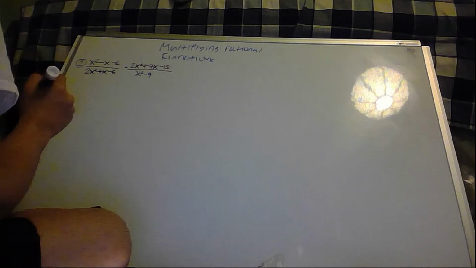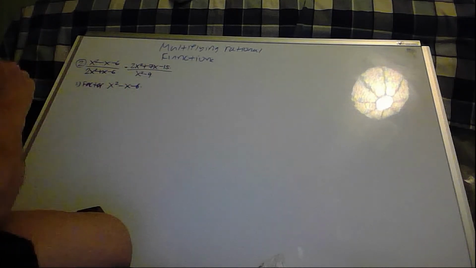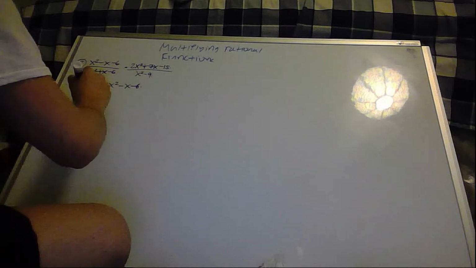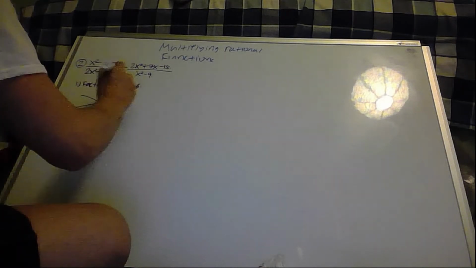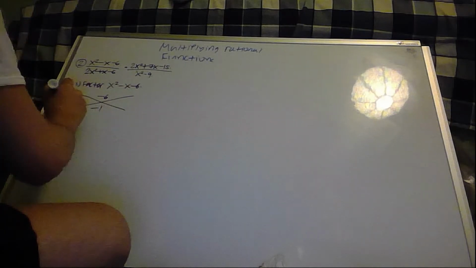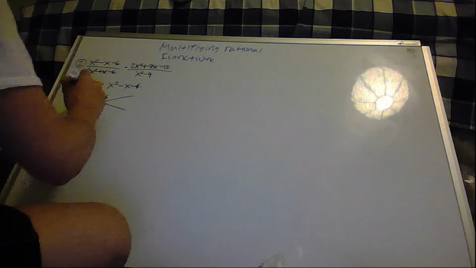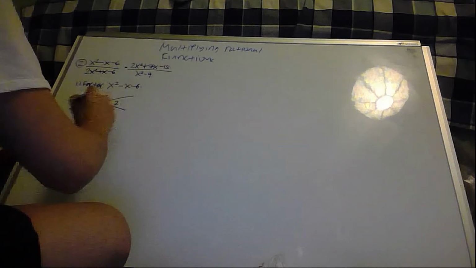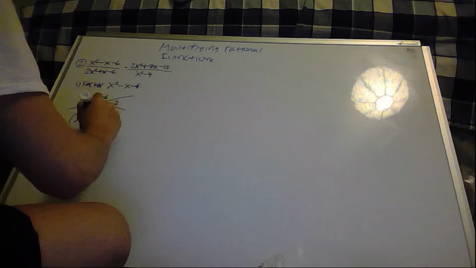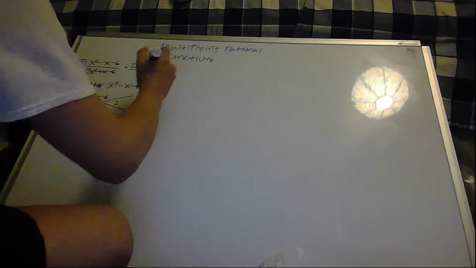So we're going to go ahead and do this one. First, we're going to factor. Number 1, factor x squared minus x minus 6. We have negative 6 and negative 1, so basically it's going to be negative 3 and 2, so it's going to be x minus 3 times x plus 2, right?